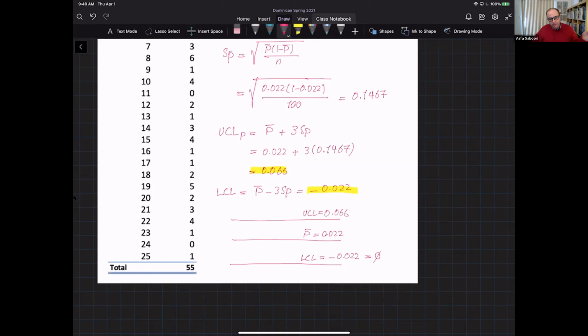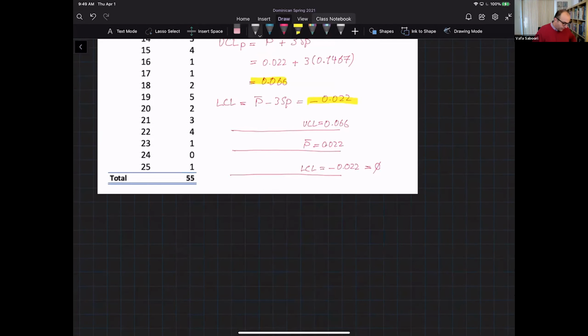So on a P-chart, if you remember, we plot the fraction of non-conformance. In a C-chart, we plot the number of non-conformance, or count of non-conformance, okay? So let's talk about C-chart and what formula we use here. The formula here is rather straightforward. It's pretty simple. So C stands for count.